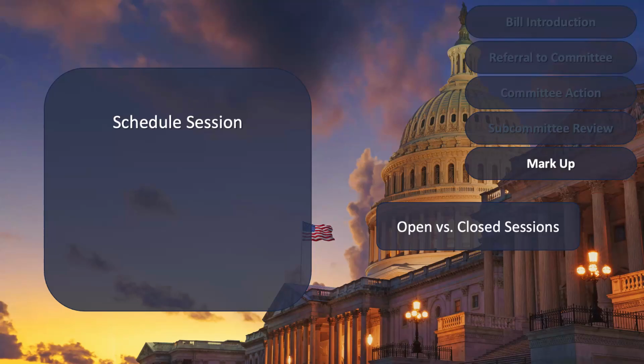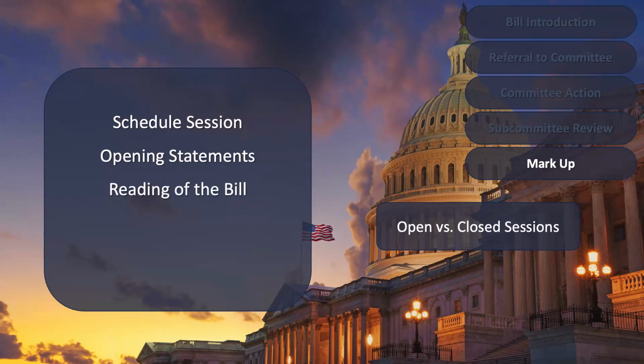Once the markup session formally begins, the committee chair and the ranking member, the senior committee member from the minority party, offer opening statements. After that, other committee members may also make statements providing context about their position on the bill. Next, the bill is read aloud, normally section by section. After each section is read, members have the opportunity to propose and discuss amendments, with each proposed amendment subject to debate.